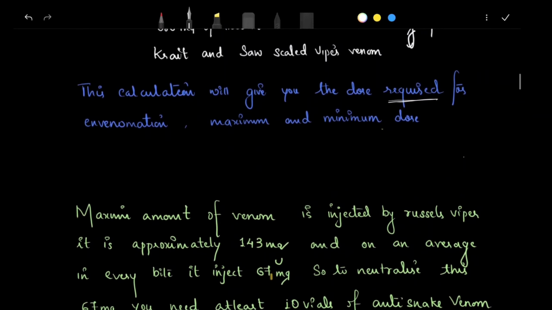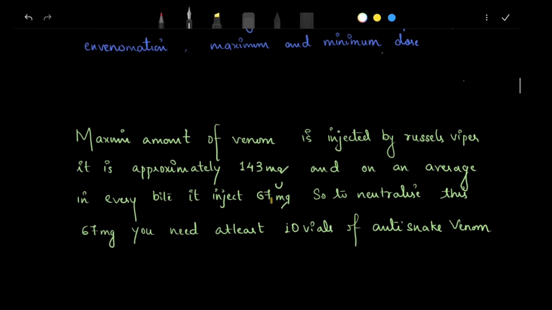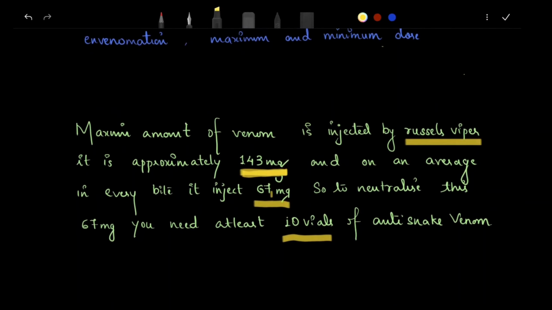Next, the maximum amount of venom is injected by the Russell viper. Okay, that is 143 milligram. The Russell viper maximum 143 milligram. And on an average bite, there is 67 milligram of this venom injected. So to neutralize this 67 milligram, you need at least 10 vials. How? You should understand that 10 ml is 1 vial.